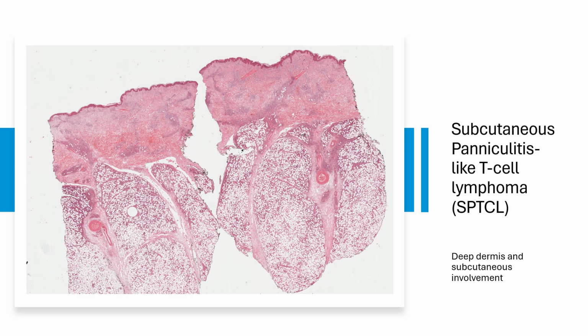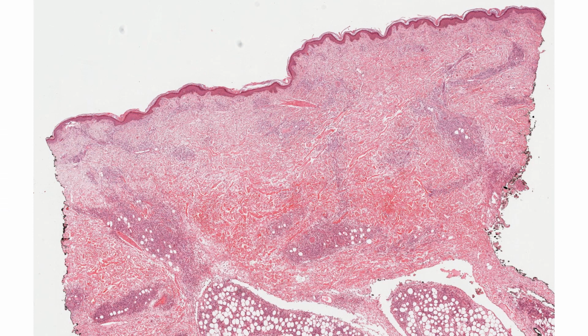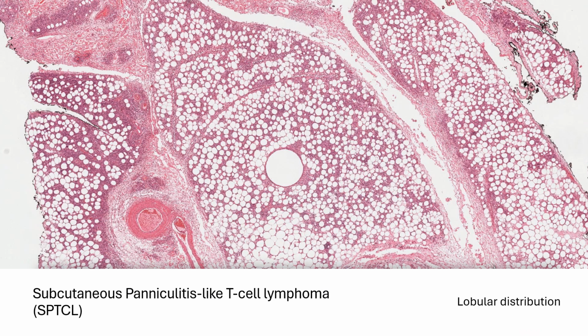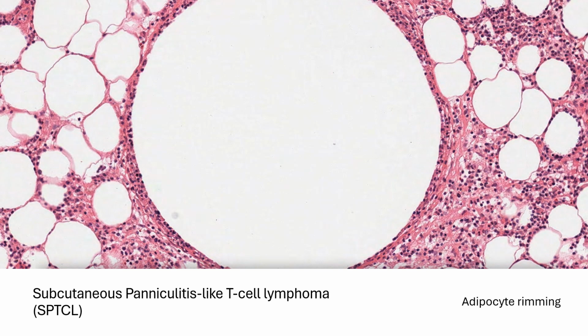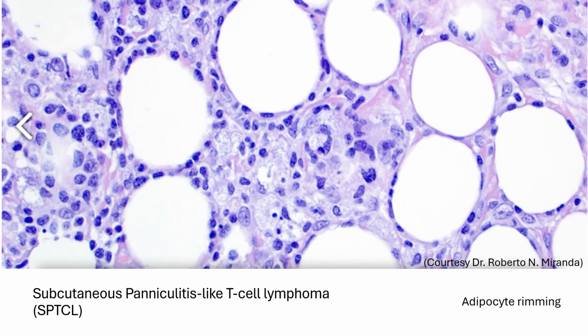Histologically, we can see that there's deep dermis and subcutaneous involvement, and this is to highlight that the epidermis and reticular dermis are spared. The lesion is usually present in a lobular distribution. And on high power, this is the characteristic finding of SPTCL, with adipocyte rimming. And this adipocytic rimming is also present in other entities known as lupus panniculitis and extracutaneous involvement of NKT cell lymphoma.